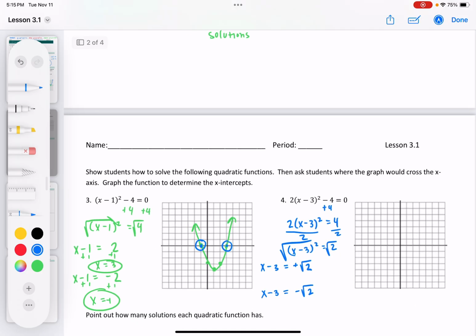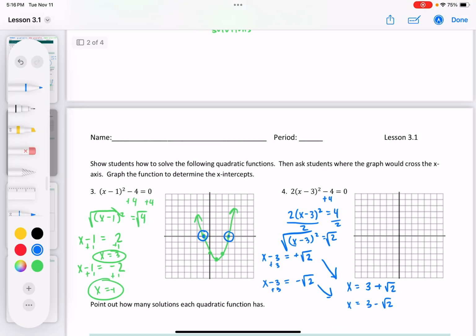So if you were to finish that off, you would add 3 to both sides. And this one, we usually put just the whole number, that integer, in front. So 3 plus square root of 2. And then this one is going to be 3 minus square root of 2. And then if you were wanting to check your graph, you could go ahead and put that into your calculator and ask it to give you a decimal. And it would. But for our purposes, really that is the answer that we want.